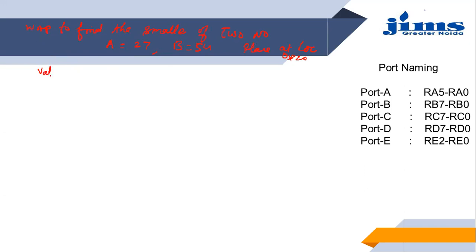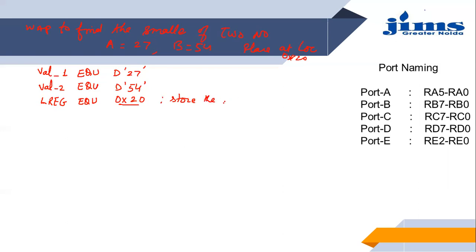So let's take two numbers. Let's say val1 equal decimal 27, val2 equal decimal 54, a literal. And let us take a place to store that value. Let's take this name as LREG. You can take any name. LREG equal 0x20. This is the location for storing. Here we will store, at this file location, the smaller of the two numbers.